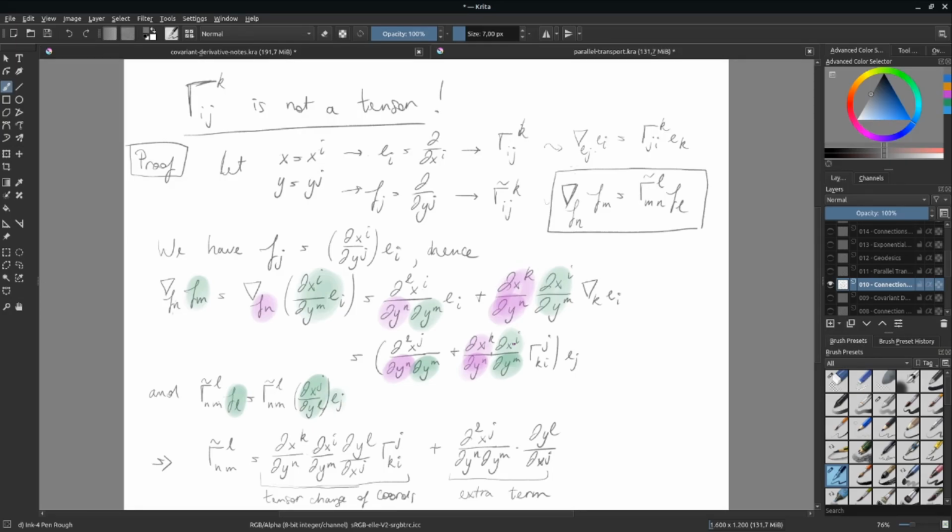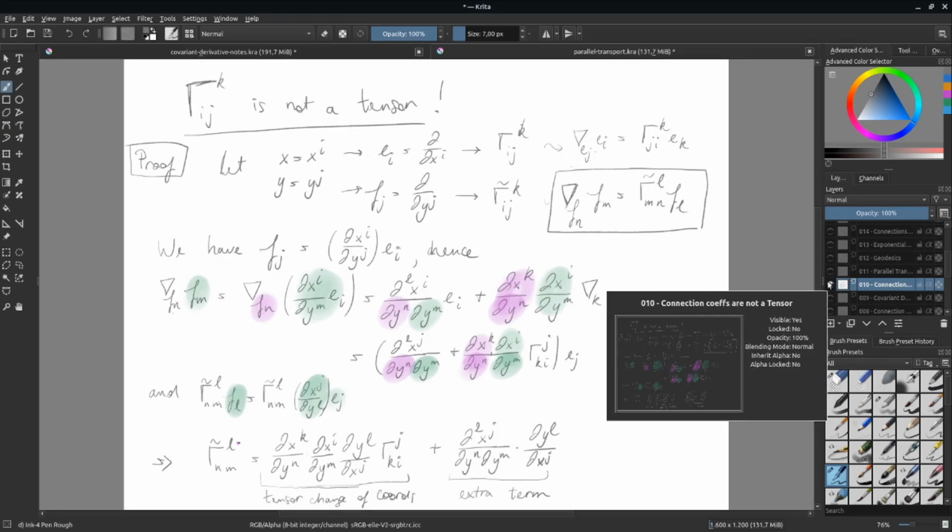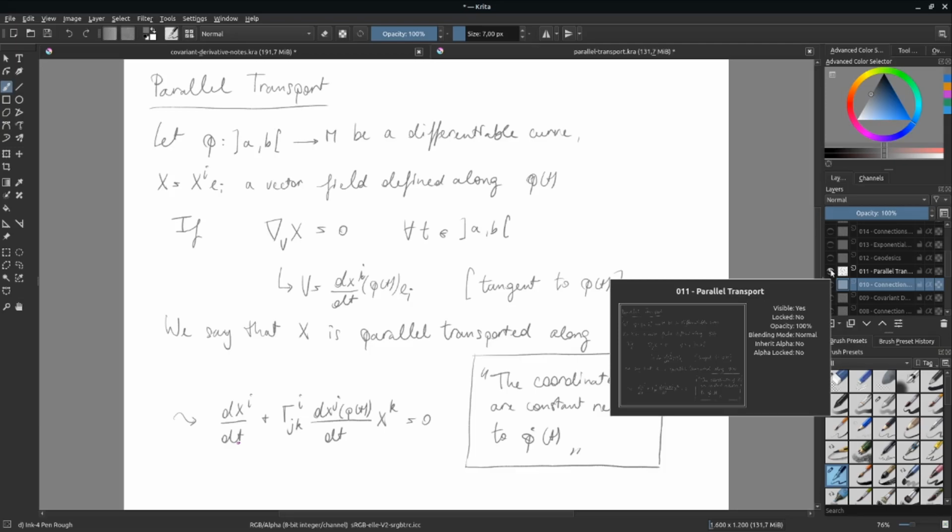What we end up with is something annoying. We have that the gamma tilde is equal to this expression, which is actually what you'd get if this were a tensor. So there is a tensor term, or a tensor change of coordinates, but then there's this additional annoying little term here that we can't really avoid. Because there's this extra term, these connection coefficients do not transform like a tensor should, so they're not tensors. That's an important thing to keep in mind: it looks like a tensor because it has indices, but because it does not transform like a tensor, it's not a tensor.